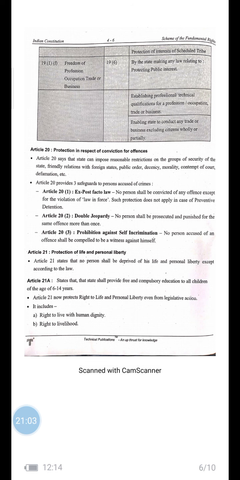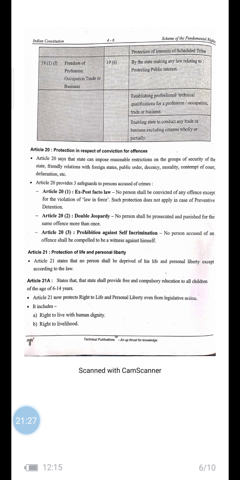Then Article 21 is the protection of life and personal liberty. So Article 21 states that no person shall be deprived of his life or personal liberty except according to the law. Article 21A states that the state shall provide free and compulsory education for all children whose age is 6 to 14 years.